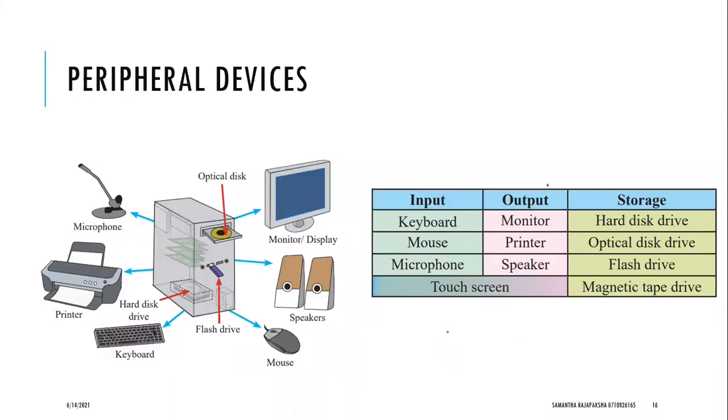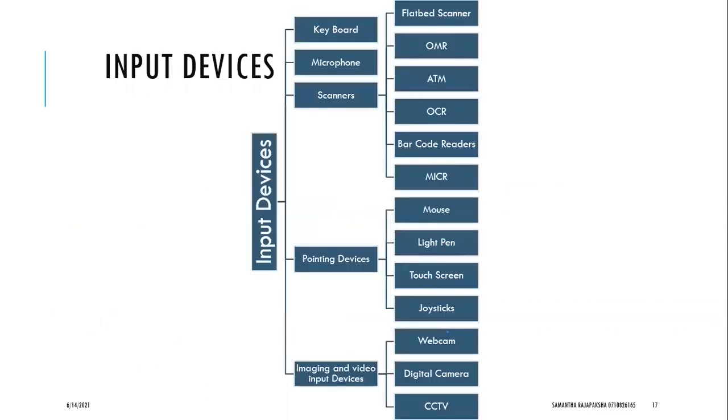The storage devices are hard disk, optical disk, flash drive, tapes, those are storage devices. So I assume you are familiar with these devices actually. When you take the input devices, mainly the keyboard and the microphone are input devices, and all scanners are input devices. Now, a flatbed scanner means the scanner which can scan your documents, images, and everything can be converted into soft copy and stored in your computer.